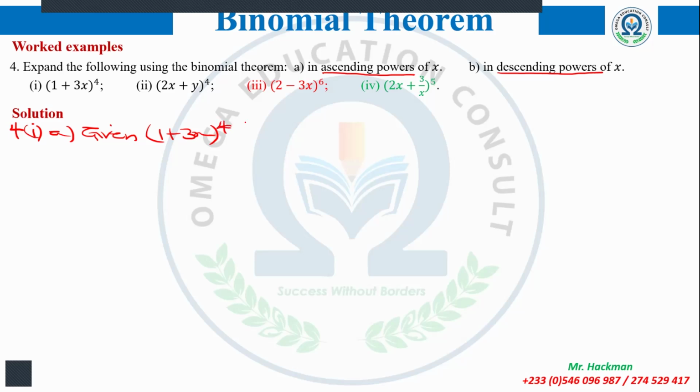So I need to expand this. A is asking for ascending powers of x. You don't have to write ascending powers of x. Please take note, just write what I have written here. At this point, take note: in every binomial, if you have (A + B) to the power n and you are expanding, the powers of your A, your first term, will be decreasing. Do you agree? So it will be in descending order.